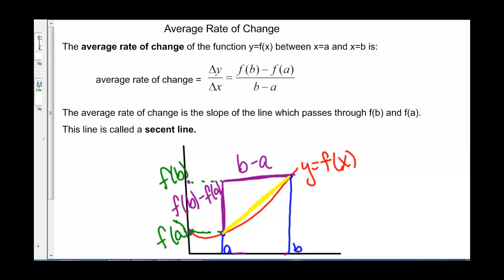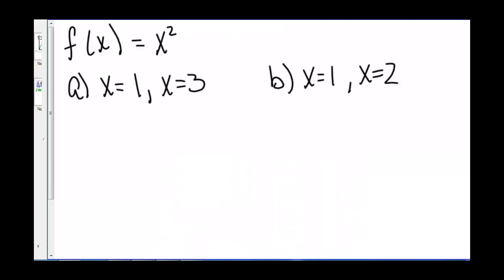So here we have this picture. This red curve is our function y equals f of x. We have our point A and our point B. We have f of A and f of B. This height here is f of B minus f of A. This distance here is b minus a. And then in the yellow we see our secant line, which you can almost think of as completing this triangle.